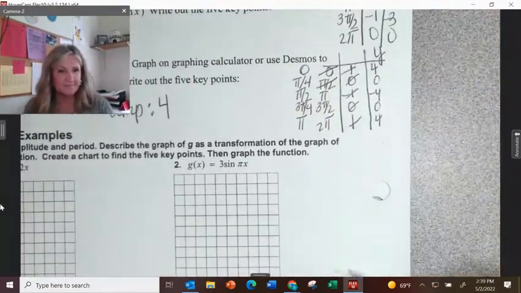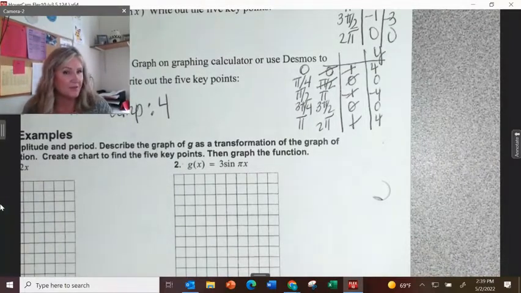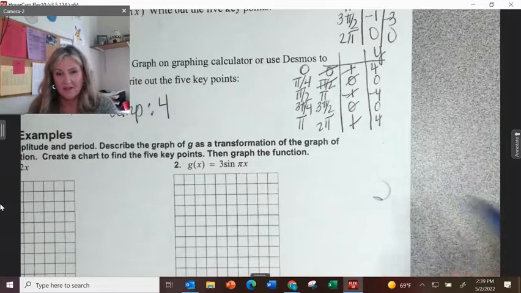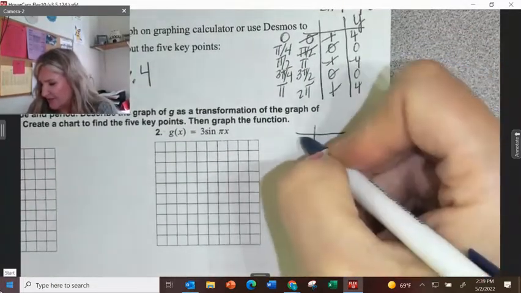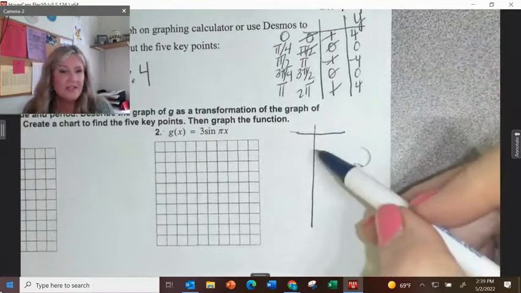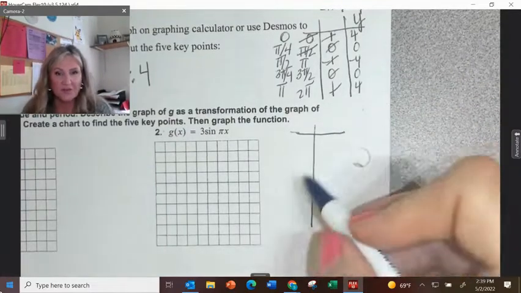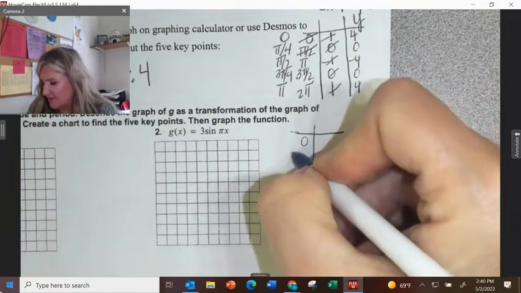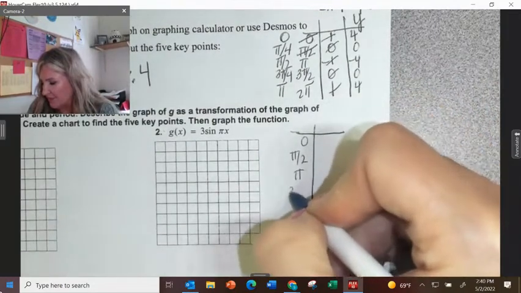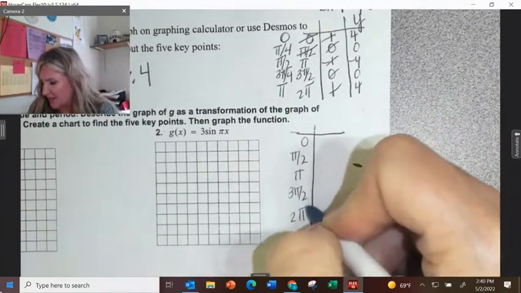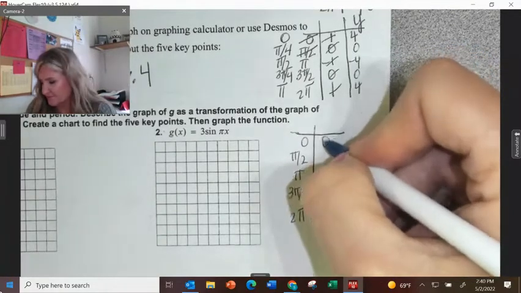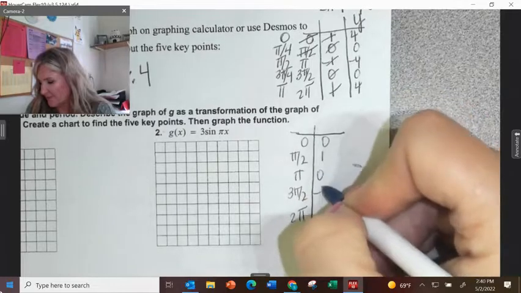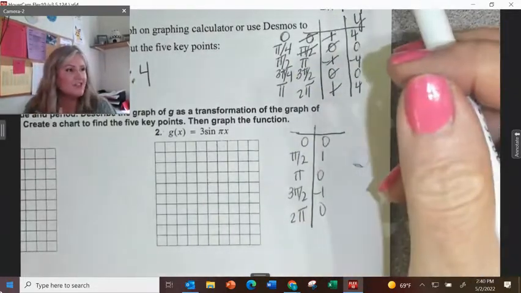All right, guys. I'm going to do 2 and 4 with you, and then I'm going to ask you to go back and try 1 and 3 on your own. So let's look at number 2. Not using the graphing calculator. Let's think of what our 5 key points should normally be for sine. They go 0, pi over 2, pi, 3 pi over 2, 2 pi. Do you guys remember the 5 key points? 0, 1, 0, -1, 0. Great.